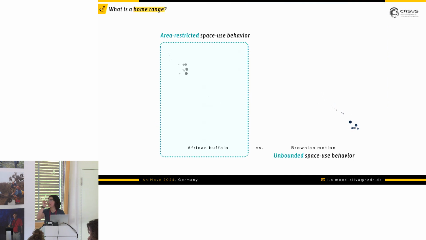And like Chris was showing earlier, this idea of essentially area-restricted space use behavior. If you have the Brownian motion, this one on the right immediately disappeared and went off to another area, right? But we are here, especially if we're considering home range, looking at an animal that stays within a restricted area. So this is very important to consider.